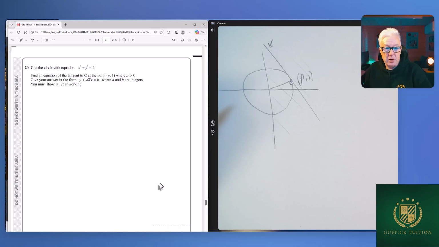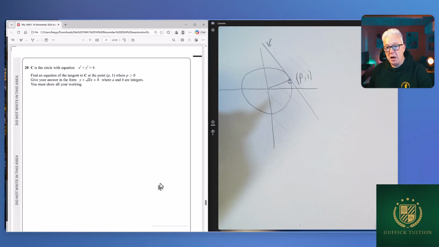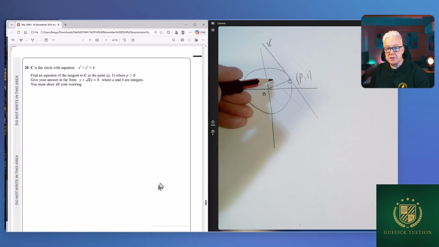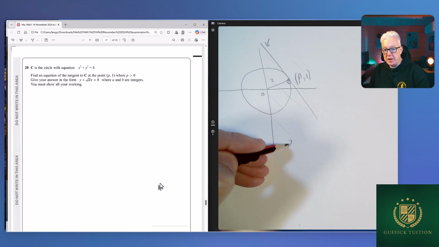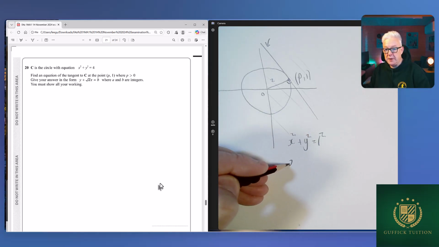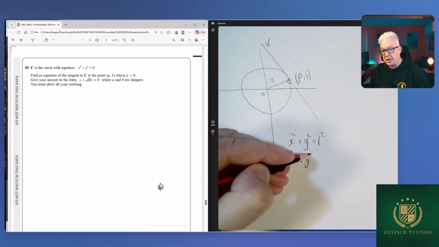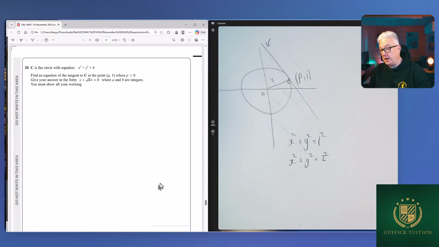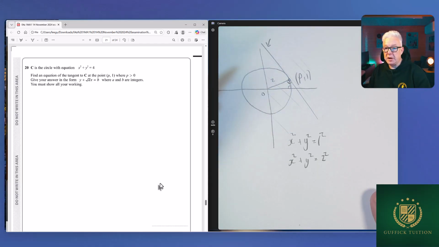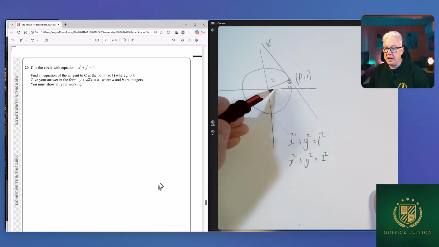So let's think about what we're going to do here. There are a few things that we need to know. It's a circle that has its center at the origin and it has a radius of 2. Because remember, the equation of a circle is x squared add y squared equals r squared. And we've got x squared add y squared equal to 2 squared here, because it's 4. So we've got a radius of 2. So if I form a little triangle like this, we can use Pythagoras in order to find out what this length here is.